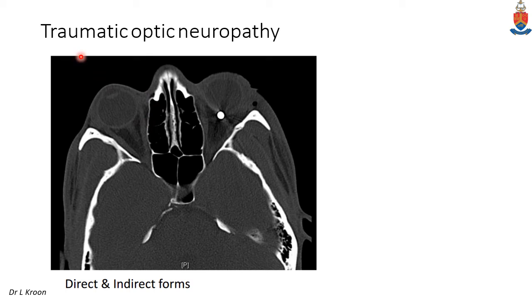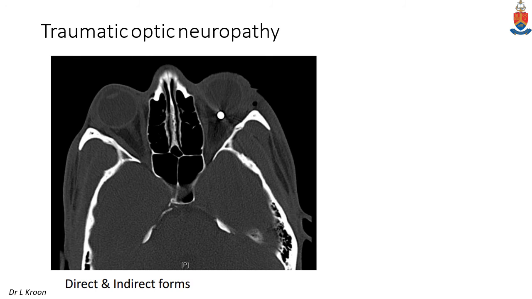In traumatic optic neuropathy, one can have either direct or indirect trauma to the optic nerve. Here's an example of direct trauma to the optic nerve, where a BB gun shot was shot right into the optic nerve, and obviously this would be associated with vision loss. The indirect form occurs when there's a severe blow to the head, and then the optic nerve becomes injured within the optic canal.